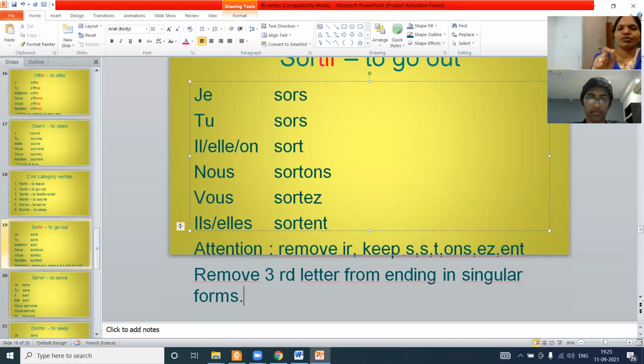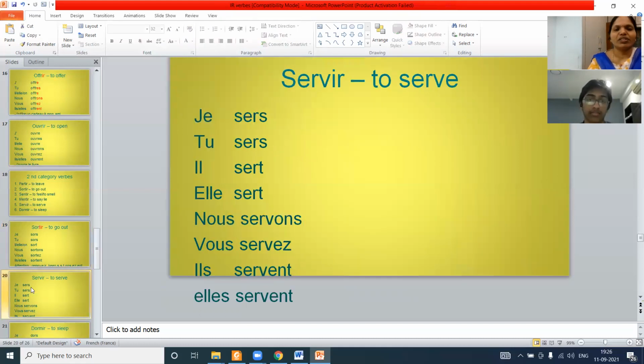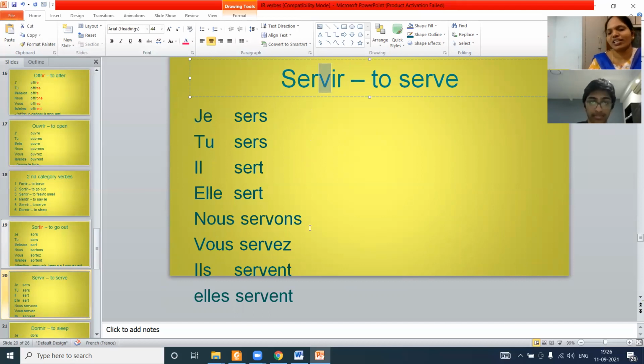So how will it be? Je sors, tu sors, il/elle/on sort, nous sortons, vous sortez, ils sortent. Okay, sorted. Next, servir. Here it changes: je sers, tu sers, il sert. The fourth letter V, nous servons, vous servez. The third letter V we have to remove in the singular forms. But the endings are SS, ONS, EZ, ENT.